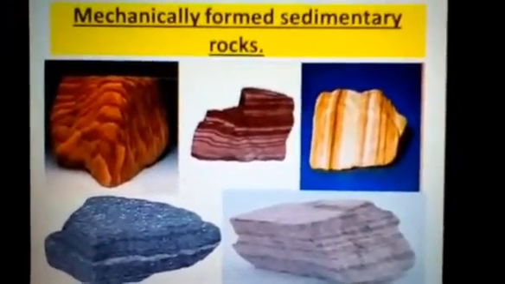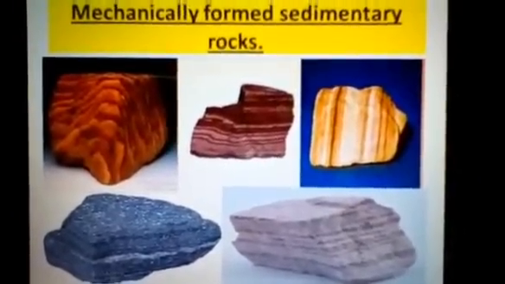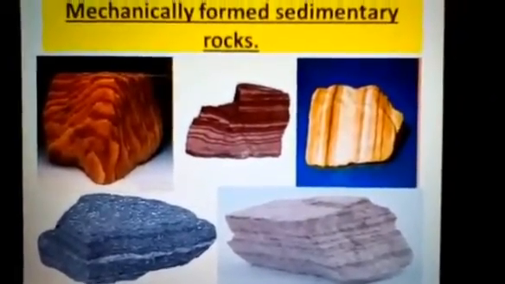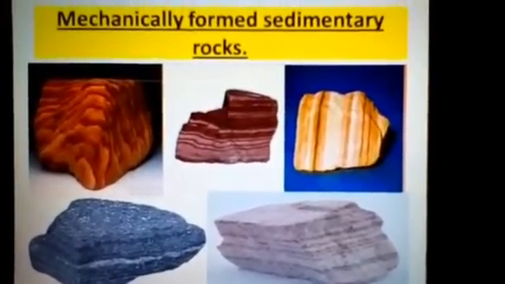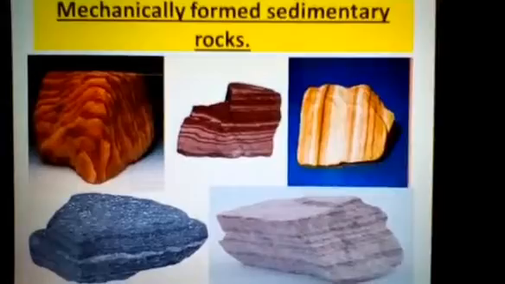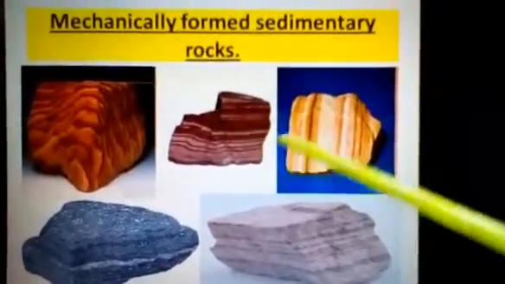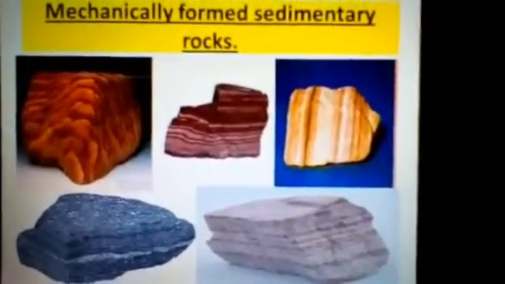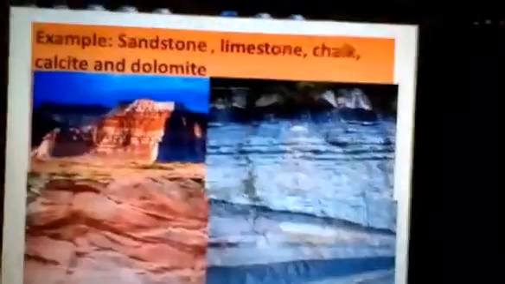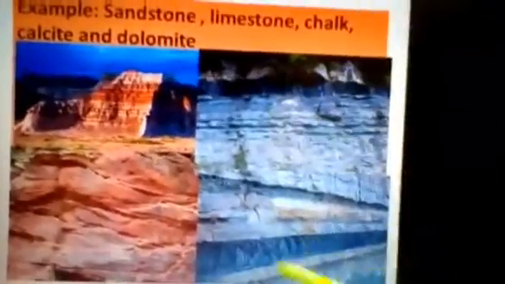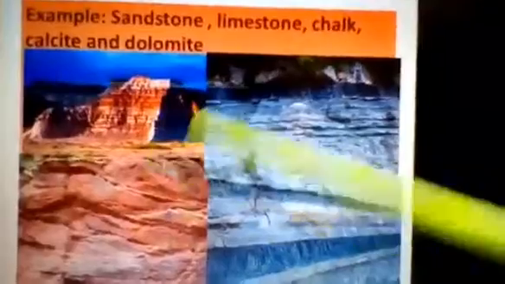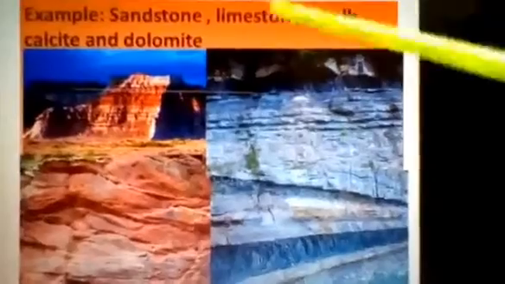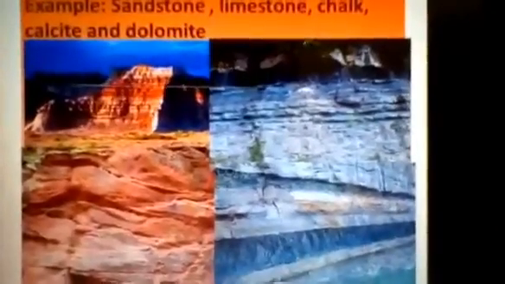Here are some images of the mechanically formed sedimentary rocks in which you can see the layers. In this process, the sediments are gradually squeezed by the weight of the overlying sediments to form the rocks, and since such rocks are formed in layers, they are known as stratified rocks. You can see each rock has so many layers. The next slide also shows you a lot of layering which has happened through ages, and some examples of such sedimentary rocks are limestone, chalk, calcite and dolomite.